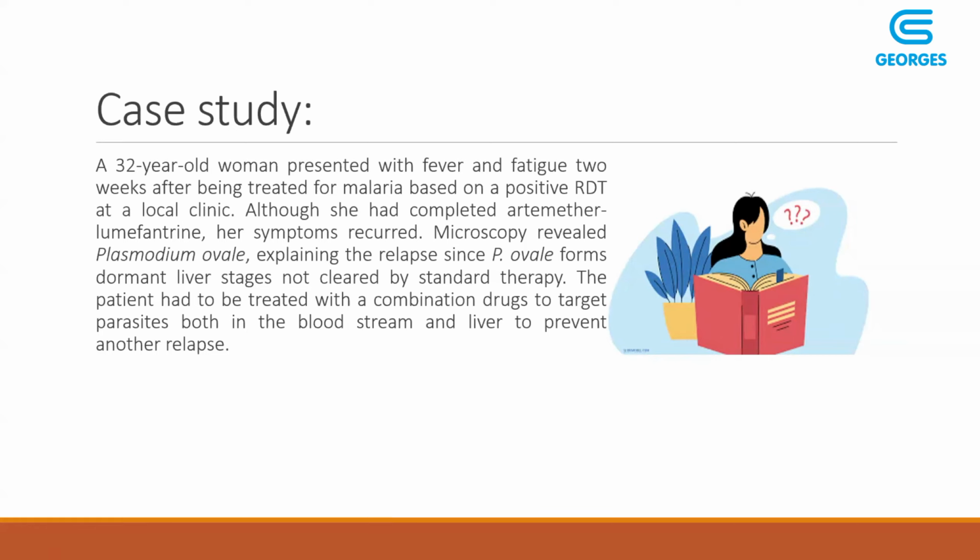So the patient had to be treated with a combination of drugs that targets both the liver and the bloodstream infection to prevent another relapse. So this clearly shows the importance of microscopy over other methods like RDT, although RDTs are somehow more sensitive, but microscopy gives you a clear picture of what is going on in the patient, because it will tell you the species, like it is falciparum, it is malariae, it is ovale, so that proper treatment and management can be done for this patient.